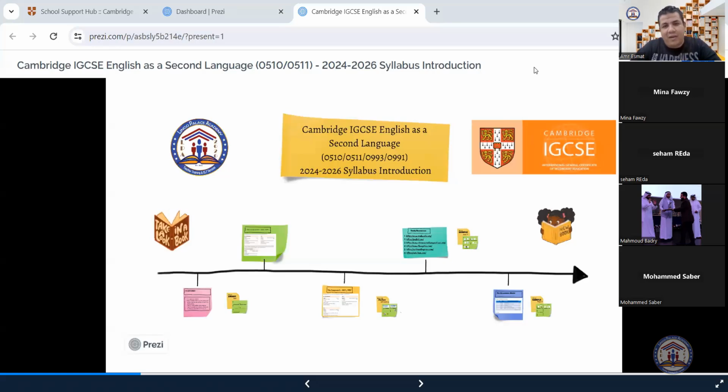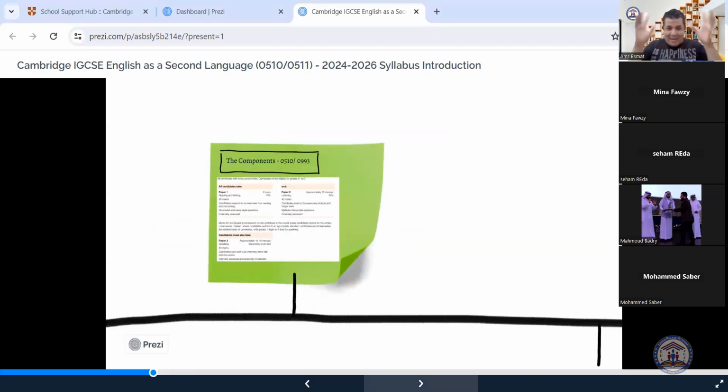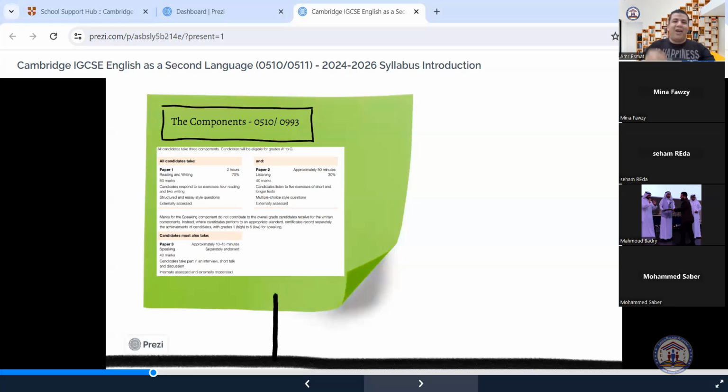0510, 0511, 0993, 0991. Is there a difference between the 4 codes? In fact, yes. So let's focus first on the exam as an exam, and I will tell you during the session what is the difference. So try to remember the codes, because the codes actually represent an inference of what they mean.